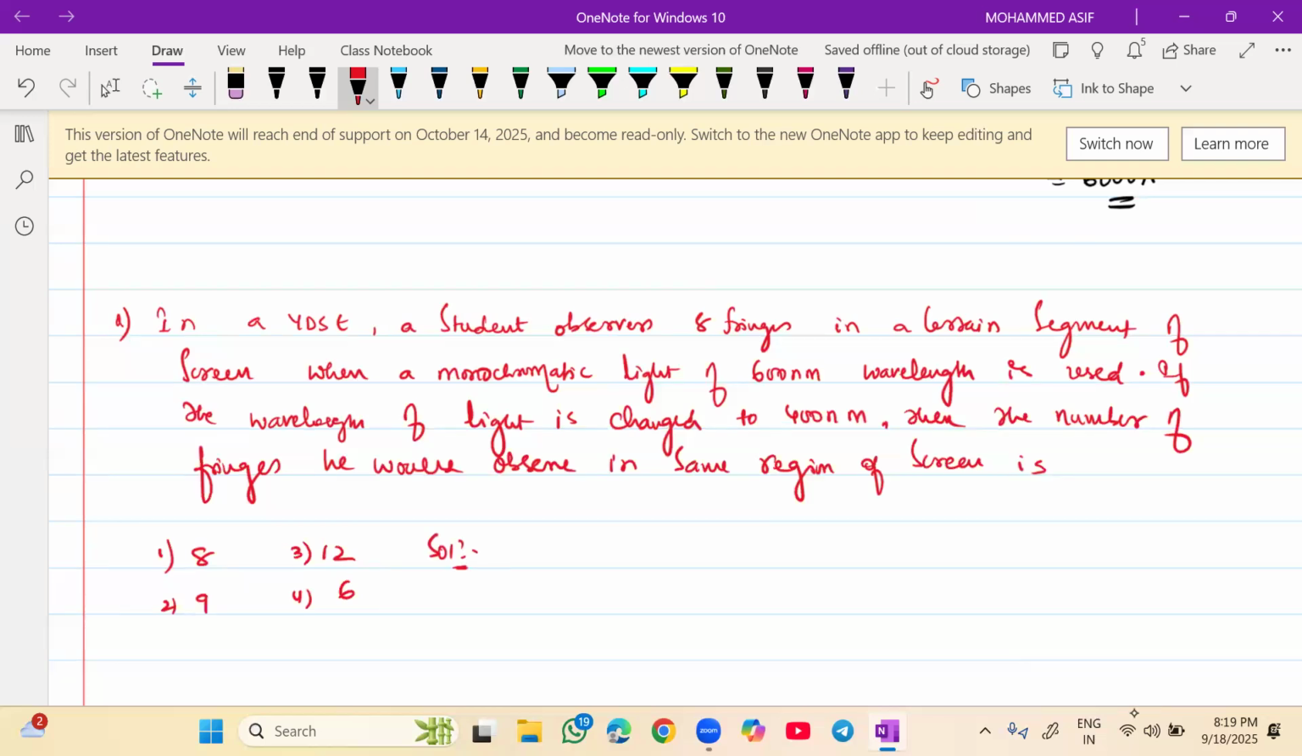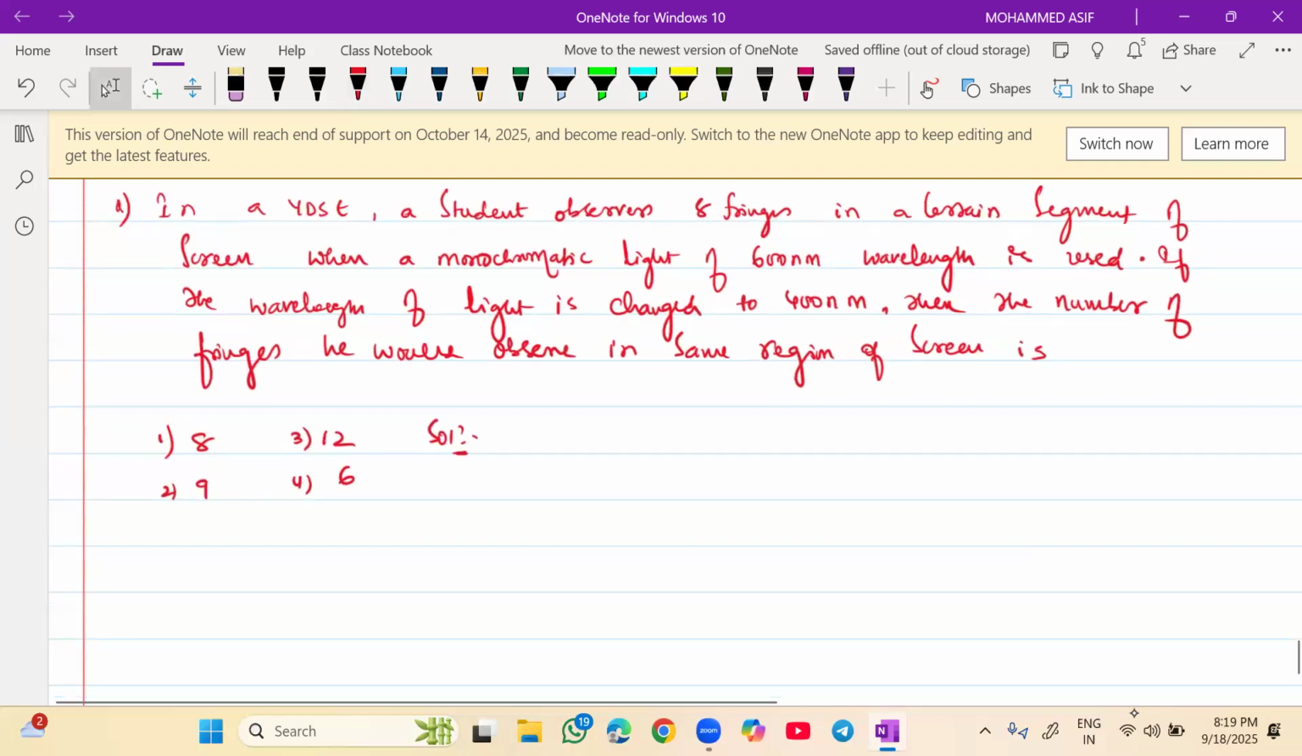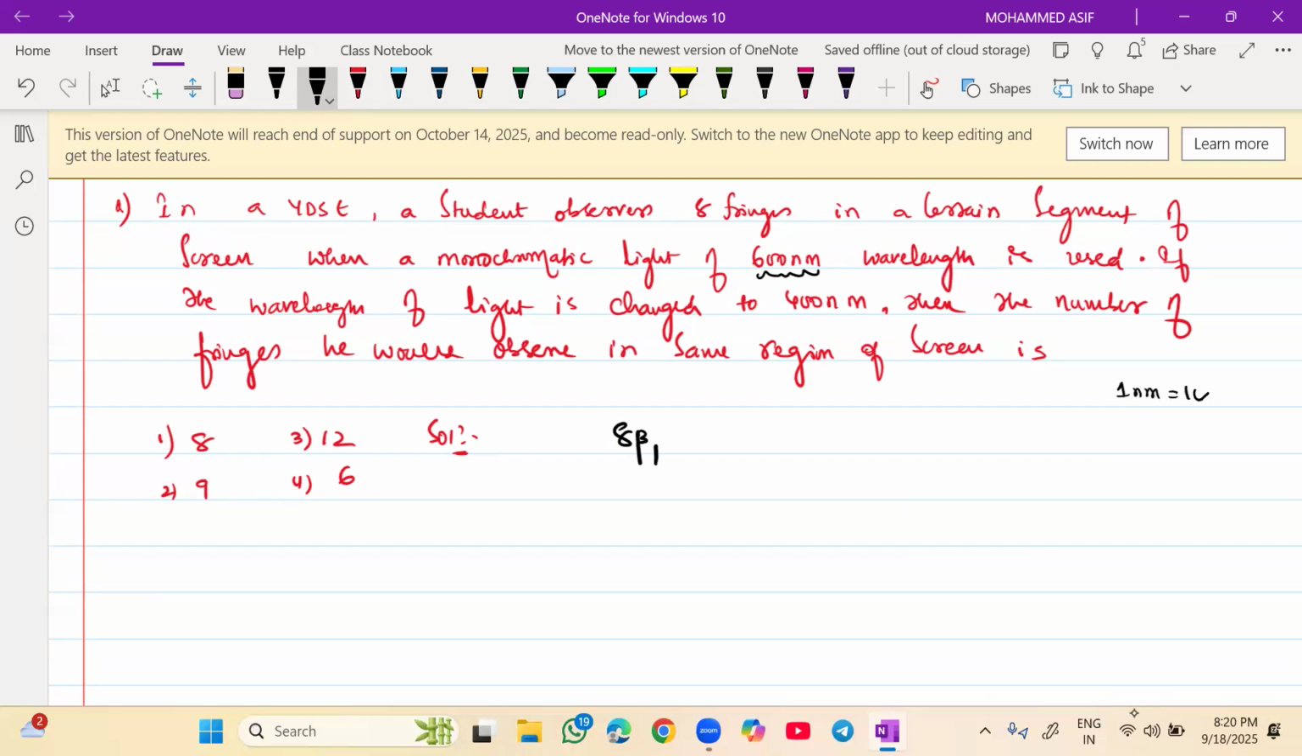First read the question. Understand the question first. In a YDSE experiment, the student observes 8 fringes in a certain segment of a screen with a monochromatic light of wavelength how much? 600 nanometer. How much is 1 nanometer? 10 power minus 9 meter. How much is 1 angstrom? 10 power minus 10 meters. Remember this. If the wavelength of the light is changed from 600 to 400, then the number of fringes is how much?